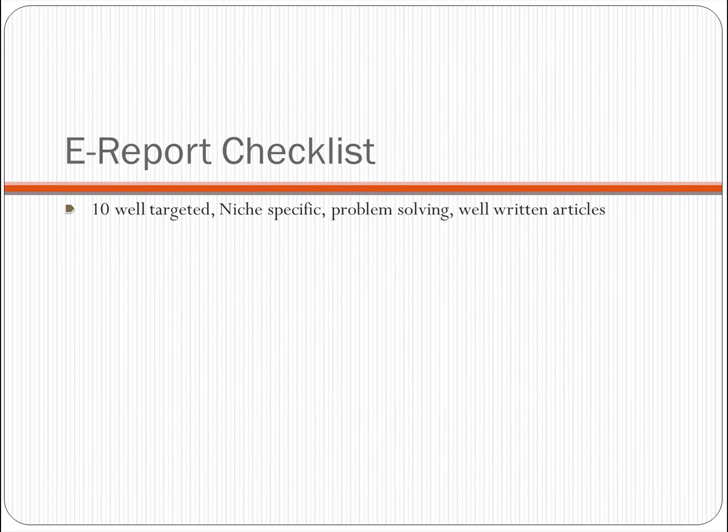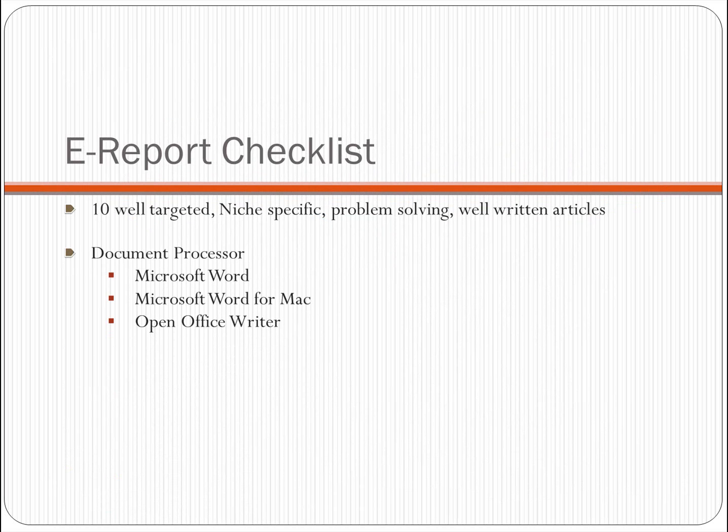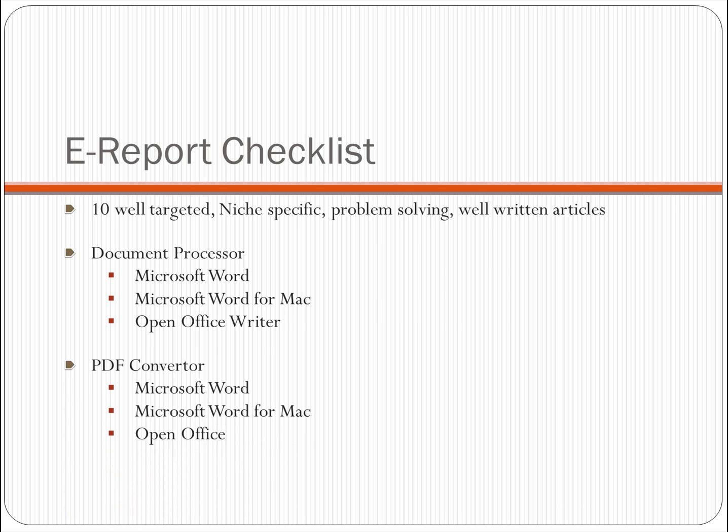Here's your e-report checklist. You're going to need 10 well-targeted, niche-specific, problem-solving, well-written articles. You're going to need a document processor. You can use Microsoft Word, Microsoft Word for the Mac, or Open Office Writer. So openoffice.org again has a nice one just like Microsoft Word. If you want a free route to go, it works very good. I would recommend that. PDF converter, Microsoft Word comes with one.